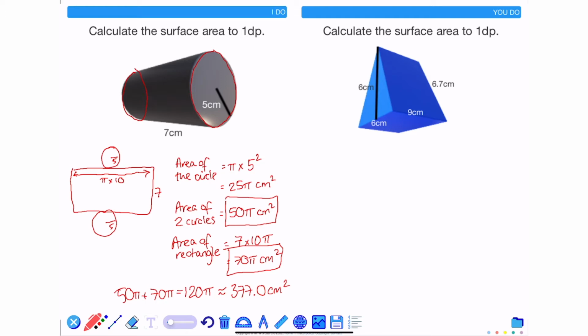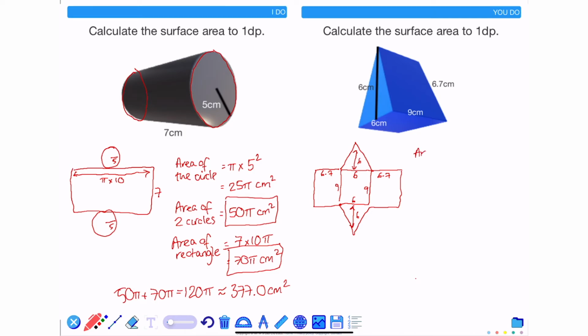So drawing a sketch of the net this time, we have the base of the triangular prism with dimensions 6 and 9. We have two triangles with a base of 6 and a height of 6. Then we have two rectangles. These have dimensions 9 by 6.7. So I have 5 shapes that I need to work out the area of.